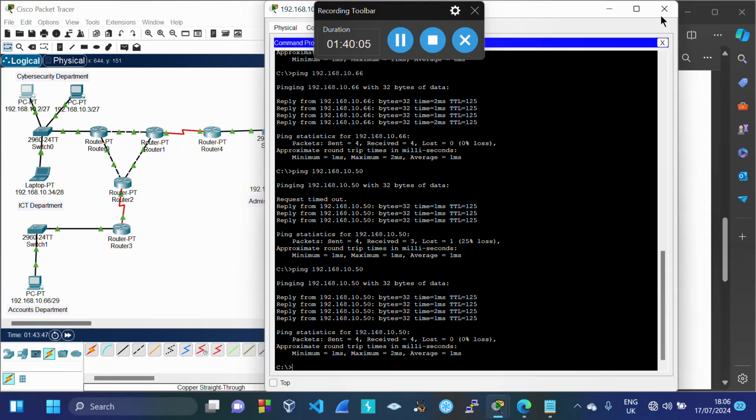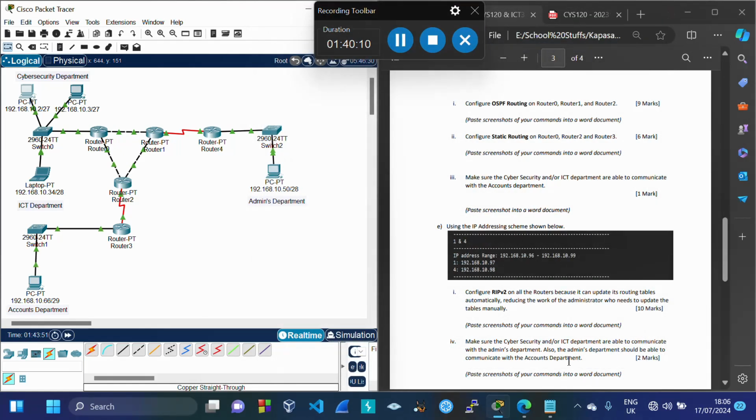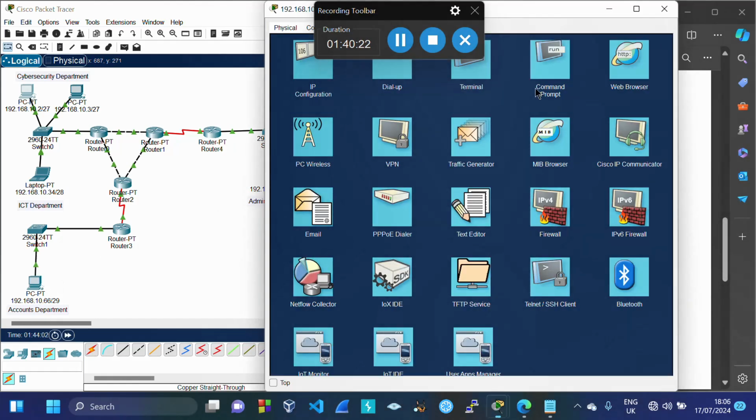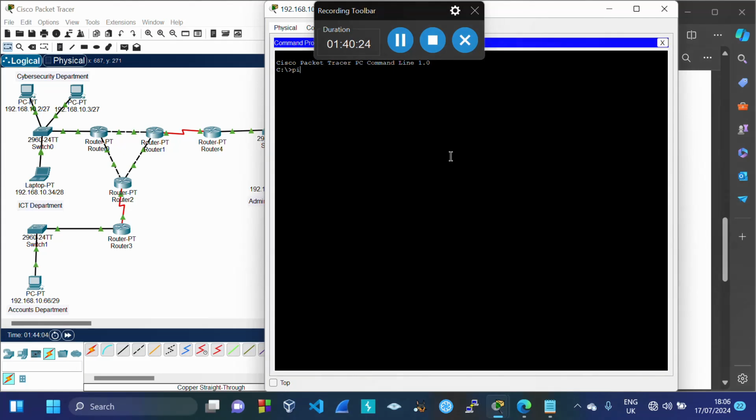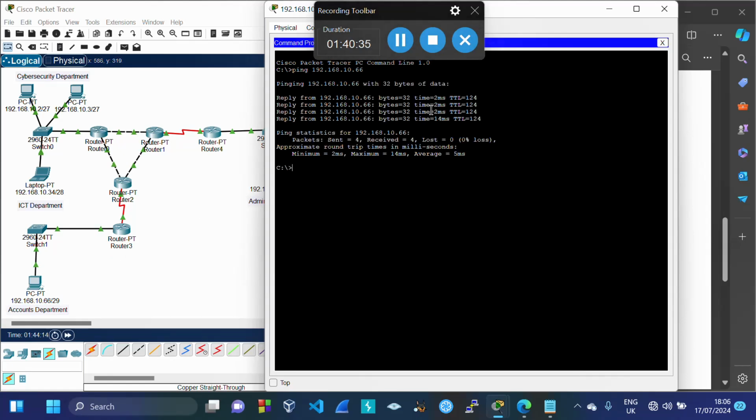So since we've done that, we need to continue the question. Also, the admin department should be able to communicate with the accounts department. So this guy should be able to communicate with the .66, which is this guy. So I'll come to this guy under command prompt. I'll say ping 192.168.10.66 to see if I can communicate with the accounts. And yeah, it's working.